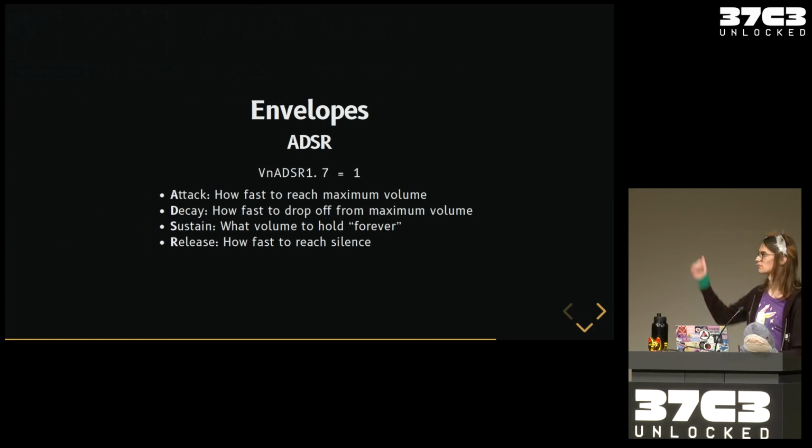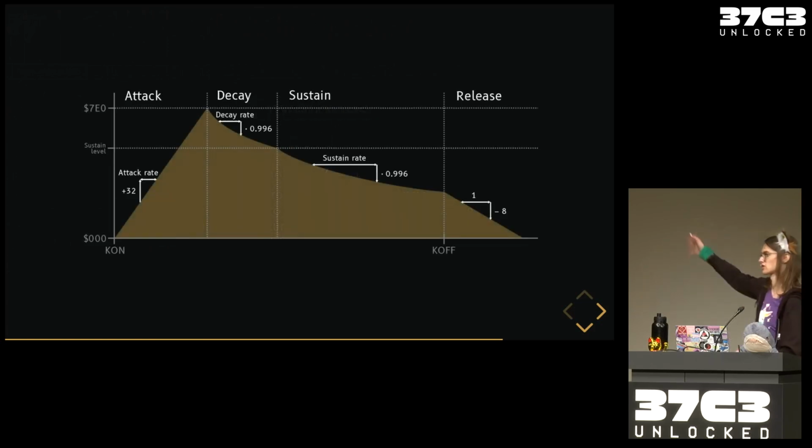And this mode is enabled by setting the 7th bit of the VN ADSR register 1, the lower register, to 1. And this is the way that it actually works on the DSP chip. So first of all, we have to receive a key on signal, of course. That's again 1 bit per voice in a special hardware register. And once that happens, we increment the envelope volume by 32 every attack rate step until we reach effectively maximum volume. After that, we decrement with a multiplication factor of 0.996 every decay rate step. So this gives us an exponential decrease, slowing down over time.